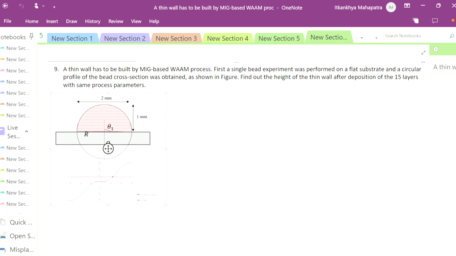So this is a numerical on metal AM. Consider this a bead. The question says that a single bead experiment was performed on a flat substrate and a circular profile of the bead cross section was obtained as shown in the figure. Find the height of the thin wall after deposition of 15 layers with the same process parameters. I think this is similar to your assignment question. I may have changed some values.